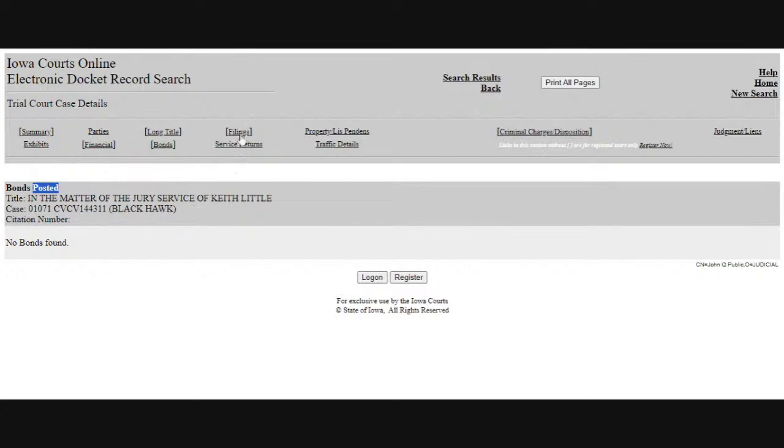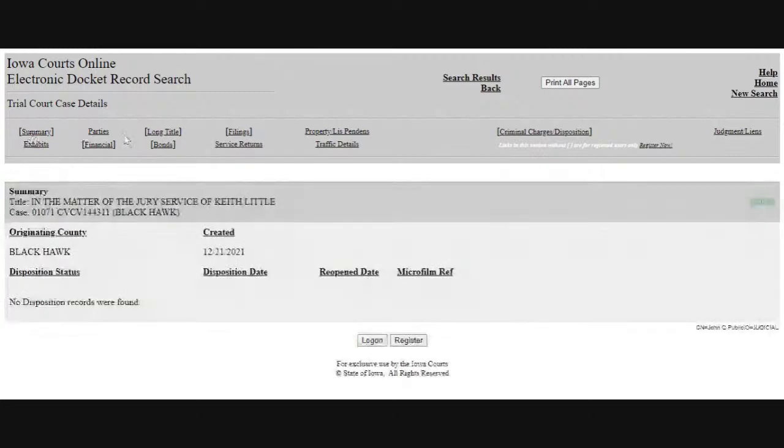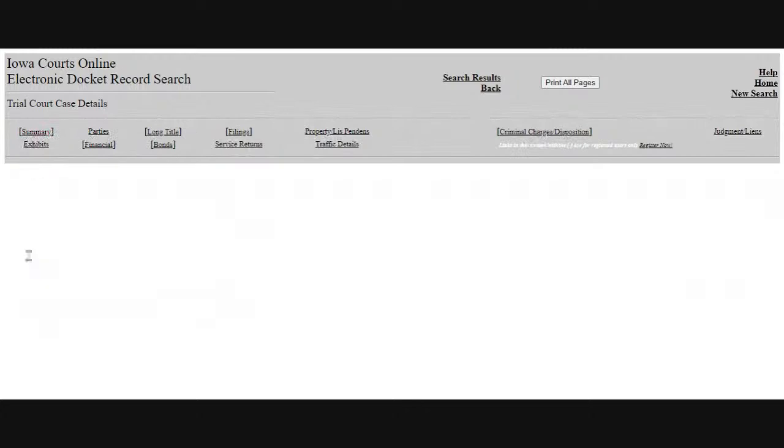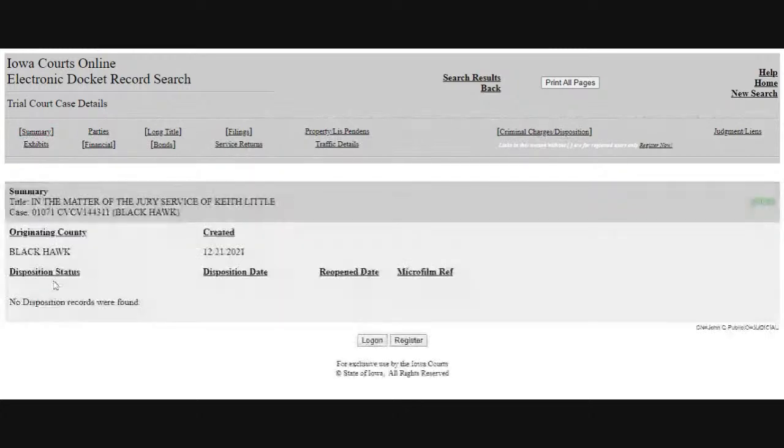So under the bonds, there's nothing. Long title, there's nothing. Financial, there's nothing. Summary, there's nothing. The only thing left is way over here. So, wait a minute, disposition. Isn't that in the summary? Disposition status, no disposition records found.